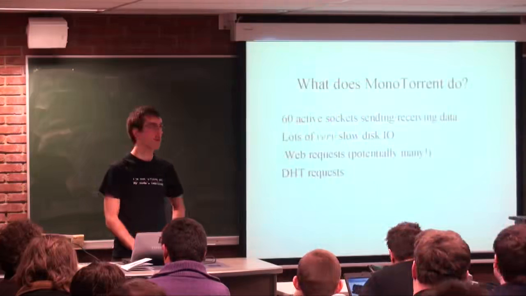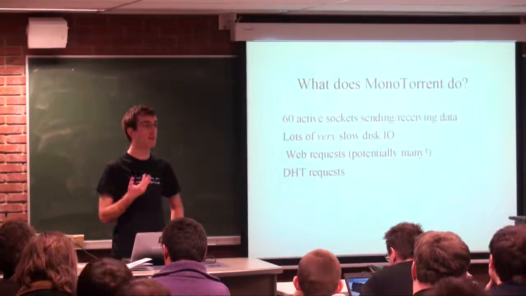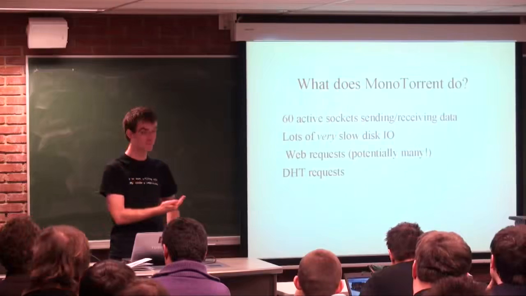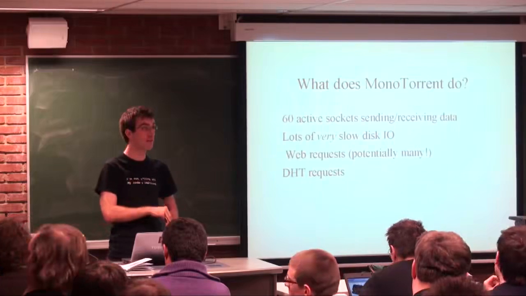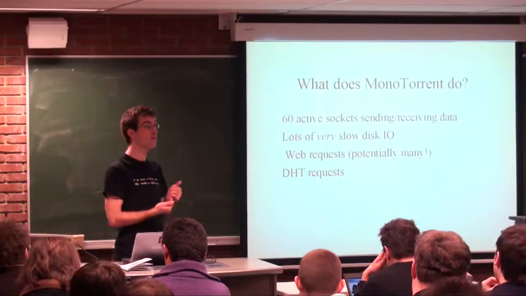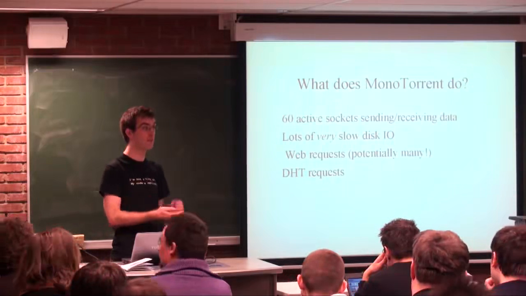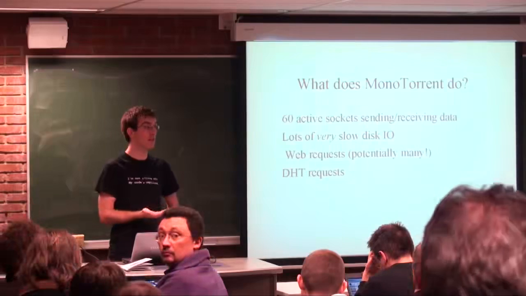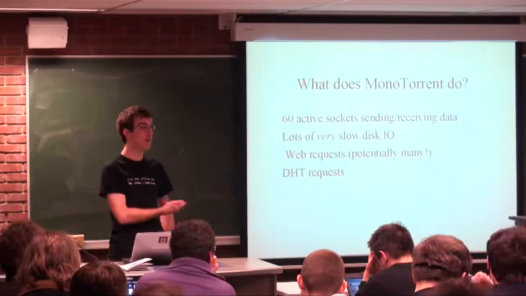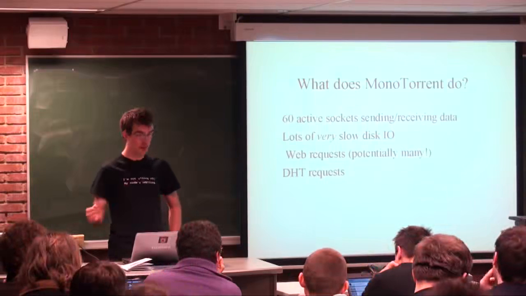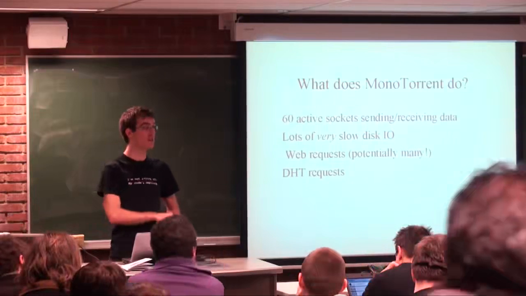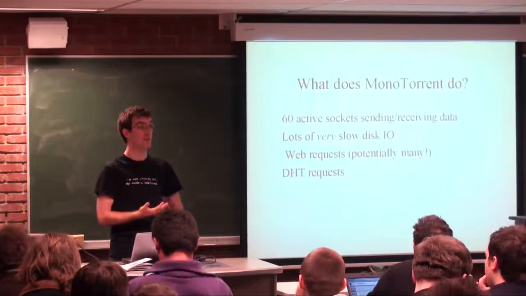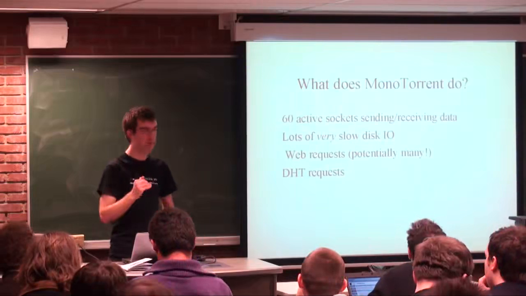So for MonoTorrent, what we have in a typical case is maybe 60 connections. Each of those is transferring data. Then you have lots of very slow disk access. If you're downloading data, you're going to be writing 16 kilobytes at a time. So if you're downloading at a megabyte a second, that could be 30 or 40 write calls a second. You have web requests, because you need to contact servers. And you have the DHT requests, which is the decentralized peer selection. So all of this is very slow.